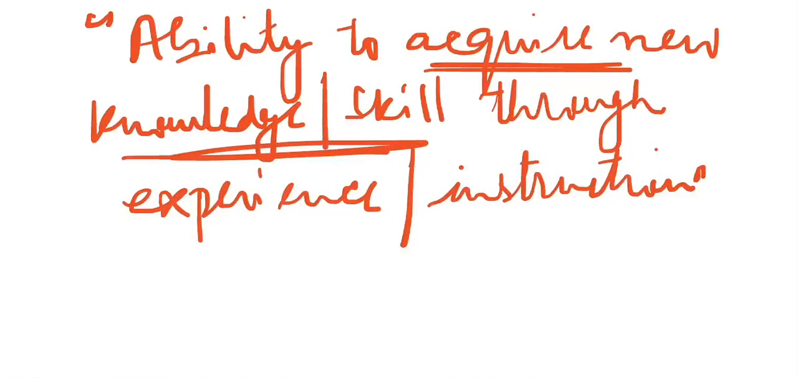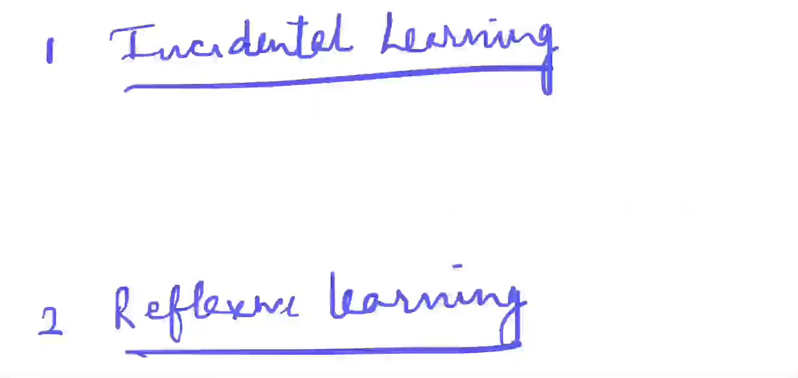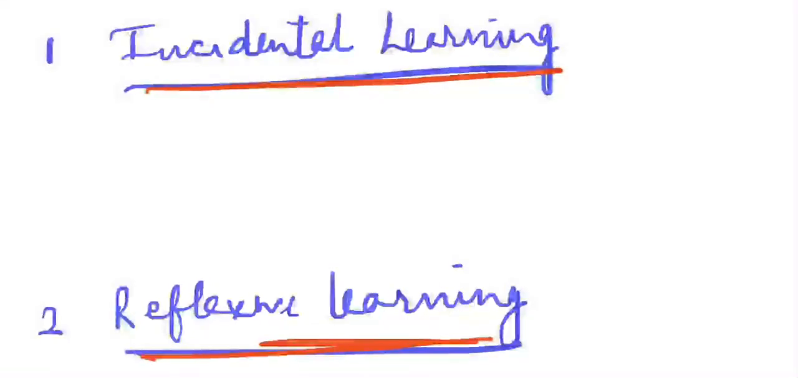Now, this learning is broadly divided into two types. One is incidental learning and the second is reflexive learning. In incidental learning, you learn about the incidents, and the behavioral change is not immediately apparent, it won't be immediately visible.